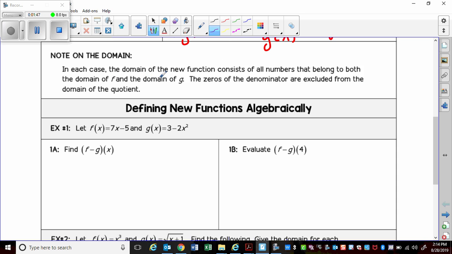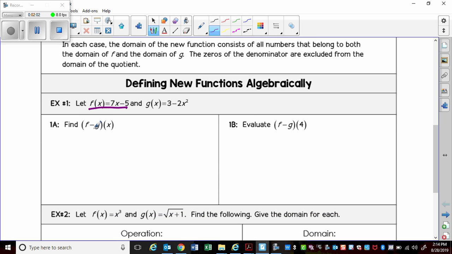It says, defining new functions algebraically. Number 1, let f of x be 7x minus 5 and let g of x be 3 minus 2x squared. What is f minus g of x? So I'm going to show you how to do this one. Remember, f minus g of x is the same as f of x minus g of x. There's nothing really too difficult about this. I'm going to write f of x first, which is 7x minus 5.